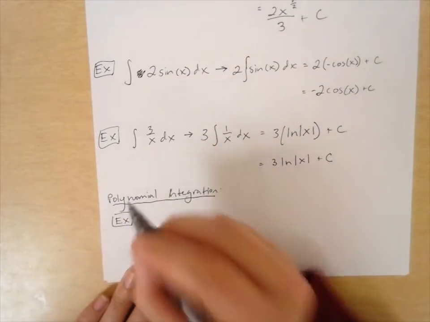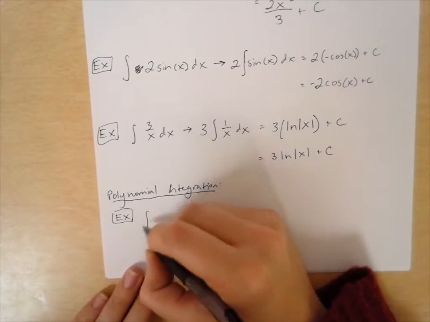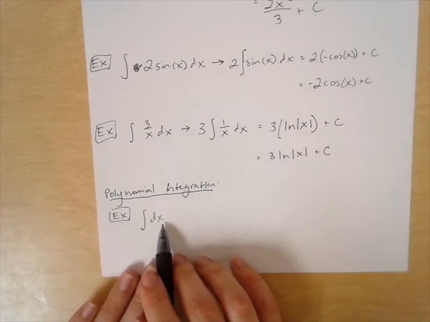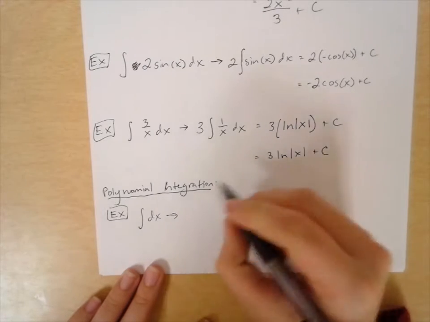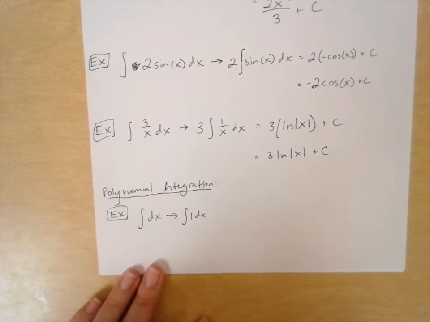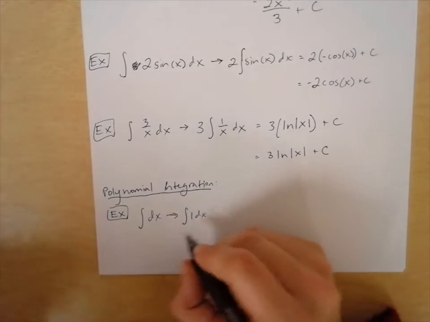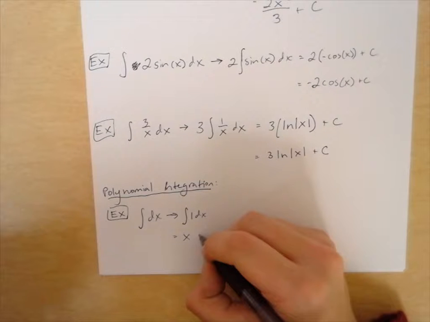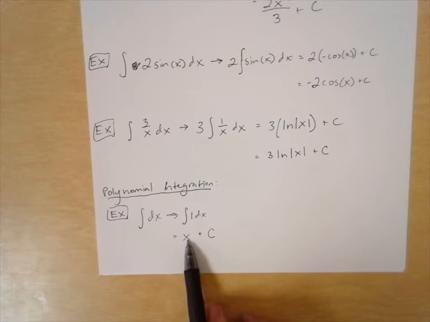Let's do an example. Alright, so this one's kind of silly. It doesn't look like much, right? It just kind of looks like we're taking the derivative of dx. But we're actually doing the integral of dx, which is the integral of 1, and we know that the derivative of x is actually 1, so when we take the antiderivative here, we get x plus c. So rule to know, whenever we have a 1 in the integral, the antiderivative is just x.